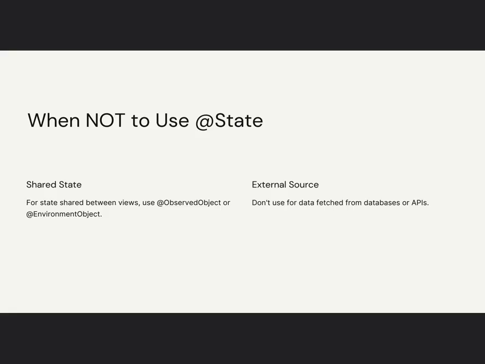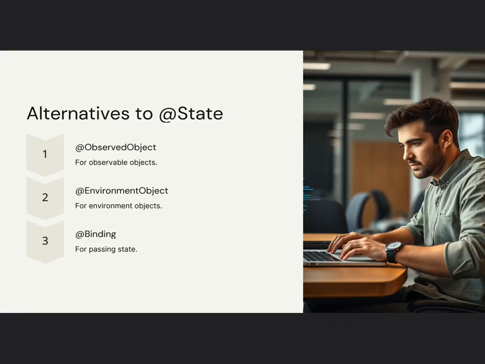And when don't we need to use @State? When the data needs to be shared across multiple views. For example, if you want to update some variable data inside the view only once, then you can go for @State. And if you want to share the values across multiple views, we can use an ObservedObject instead of State. And if the state comes from an external source like a database or API, in these cases we should not use @State.